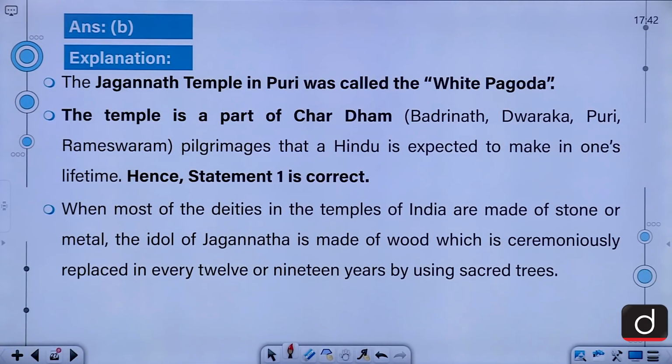The Jagannath temple in Puri was called the White Pagoda. The temple is a part of Char Dham: Badrinath, Dwarka, Puri, Rameshwaram. These are the Char Dham pilgrimages that a Hindu is expected to make in one's lifetime. While most of the deities in the temples of India are made of stone or metal, the idol of Jagannath is made of wood, which is ceremoniously replaced every 12 or 19 years using sacred trees.